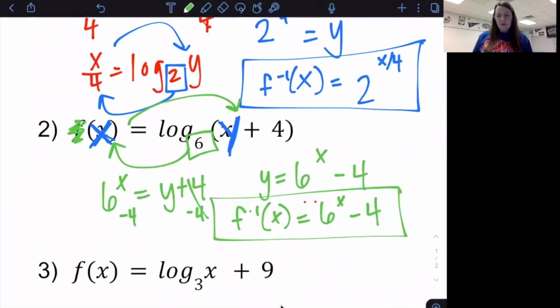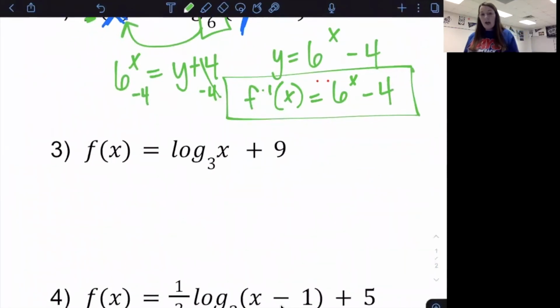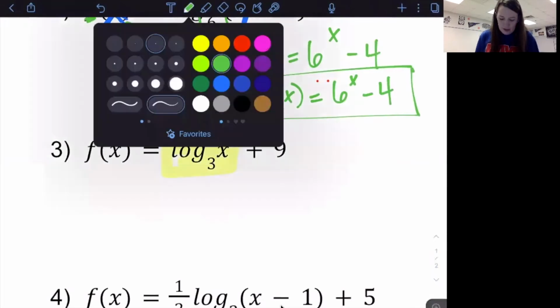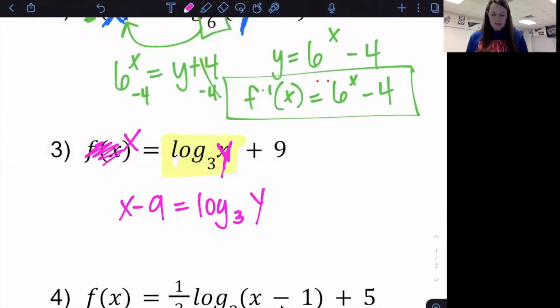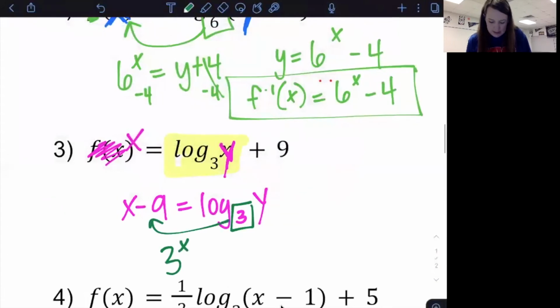Example number 3 is going to be a little bit different because that plus 9 is outside of the log. So this right here is the log. Okay, so we're going to have to move that plus 9 before we convert it to exponential form. So I'm going to go ahead and change my y to an x, my x to a y, and we're going to start off by subtracting 9. So I have x minus 9 equals log base 3 of y. So now that my log is isolated, I can go ahead and change it to exponential form. So I've got 3 to the x minus 9 power equals y.